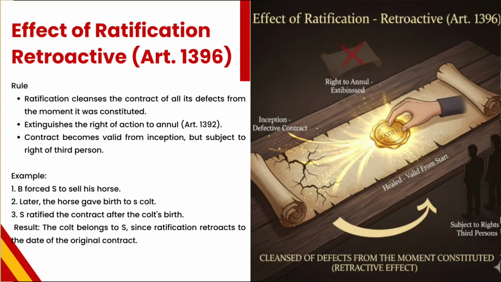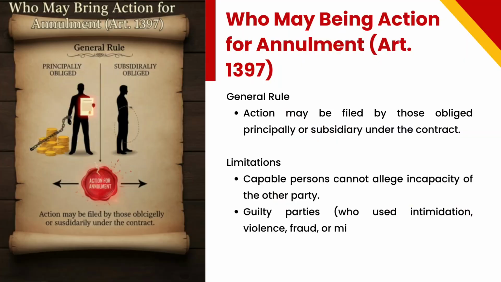If the horse had been sold by B to C, who acted in good faith, the subsequent ratification by S of the sale to B cannot prejudice C. The sale to B is valid until annulled by a proper action in court. Article 1397. The action for the annulment of contracts may be instituted by all who are thereby obliged principally or subsidiarily.